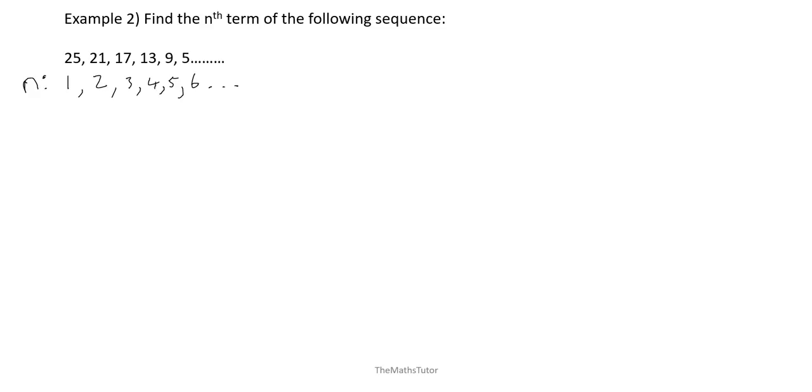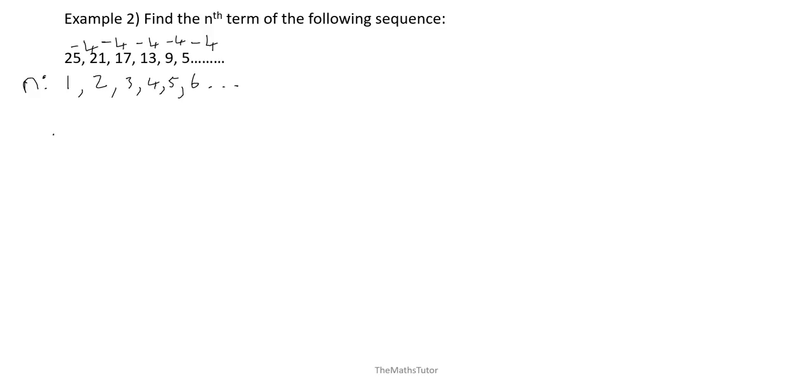So to get from 25 to 21, you minus 4. To get from 21 to 17, you minus 4. To get from 17 to 13, you minus 4. 13 to 9, you minus 4. 9 to 5, you minus 4. Again, because all these are the same, you know it's a linear problem.